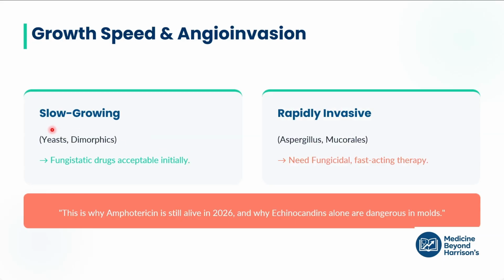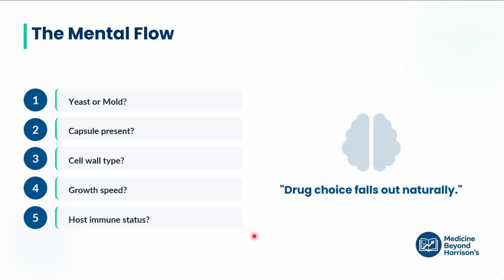Now growth speed: yeasts and dimorphics are very slow growing. Fungistatic drugs are acceptable, whereas rapidly invasive fungi such as Aspergillus and Mucor need fungicidal, fast-acting therapy. This is why amphotericin is still alive in 2026, and why echinocandins alone are dangerous in the treatment of molds. So whenever you suspect a fungal infection in a patient, you must know whether it is a yeast or a mold.